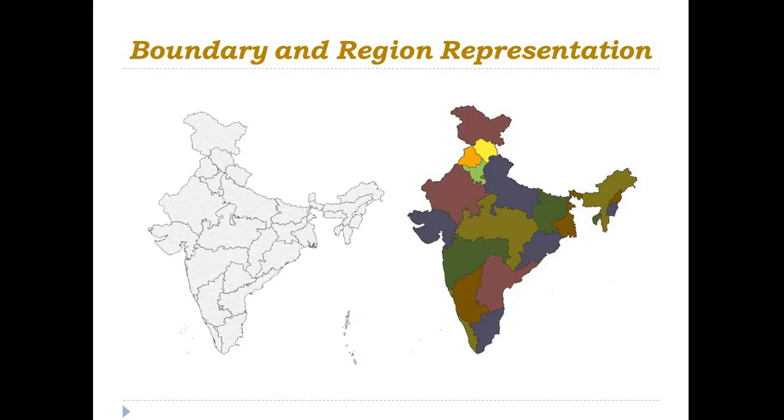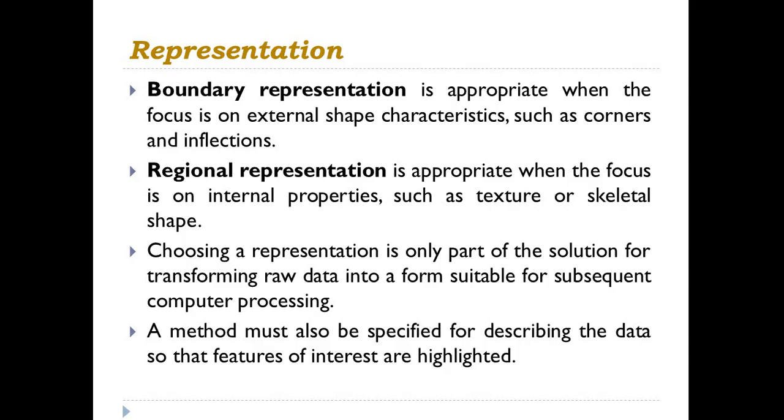So, if you see this example picture, you could see the left one is boundary representation, where you have only two gray levels. The boundaries are represented by one gray level and the region by another gray level. Coming to region representation, you have used different intensity levels to represent the regions. Boundary representation is appropriate when the focus is on external shape characteristics such as corners and inflections. Region representation is appropriate when the focus is on internal properties such as texture or skeletal shape.